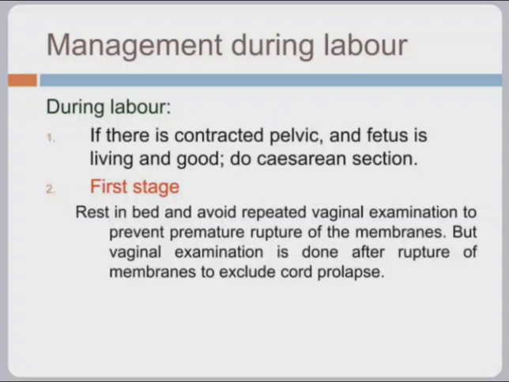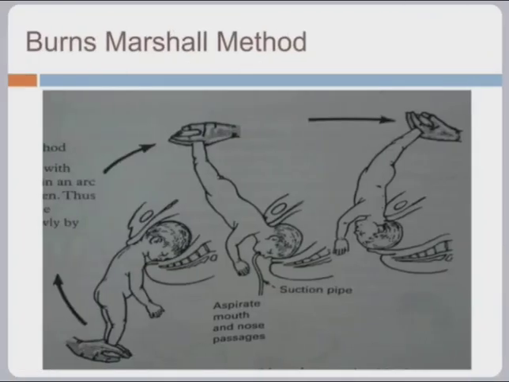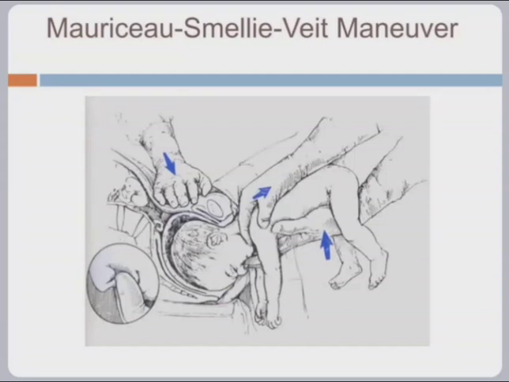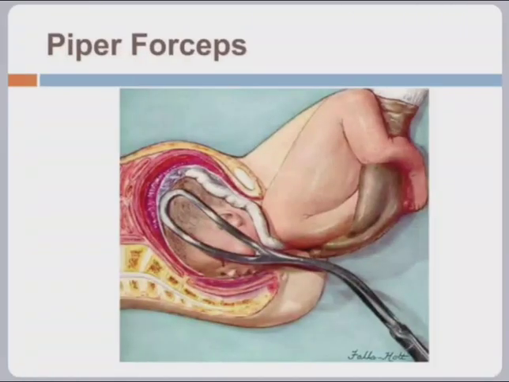In the first stage, rest in bed and avoid repeated vaginal examination to prevent premature rupture of the membranes. But vaginal examination is done after rupture of membrane to exclude cord prolapse. Okay. Then second stage, delivery of the after-coming head: the Burns Marshall method, the Mauriceau-Smellie-Veit maneuver, the Prague maneuver and the Piper forceps. Okay, this is the Burns Marshall method. And this is the Mauriceau-Smellie-Veit maneuver. Then Prague maneuver, when the back of the fetus fails to rotate to the anterior. Then Piper forceps.